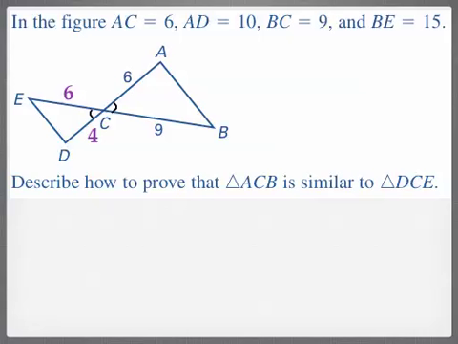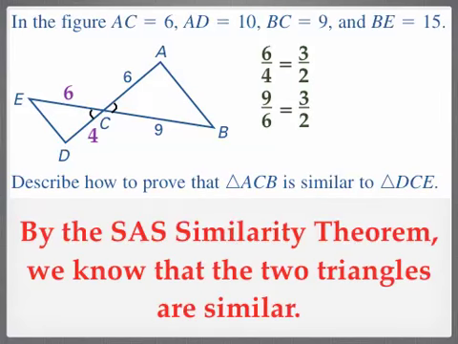The sides, the proportion that I can set up, I can say 6 over 4. That would be AC over CD, or my shorter sides corresponding, and that can be simplified to 3 over 2. And then I can also write the proportion 9 over 6, which can also be simplified to 3 over 2. Because those two ratios have been simplified to the same ratio, I know that they are proportional. So now I can say that by the side angle side similarity theorem, we know that the two triangles are similar.